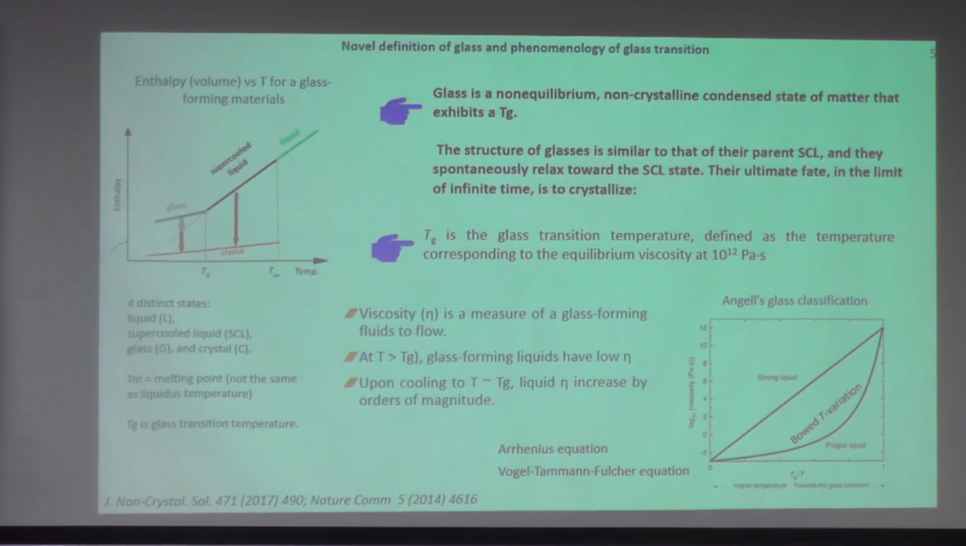Based on this viscosity, Angell classified glass materials into classes. If the material's viscosity depends linearly on temperature, then we can say this is a strong liquid, so it follows the Arrhenius equation. If it shows this bold T variation, then this is a fragile liquid, or bad glass former.